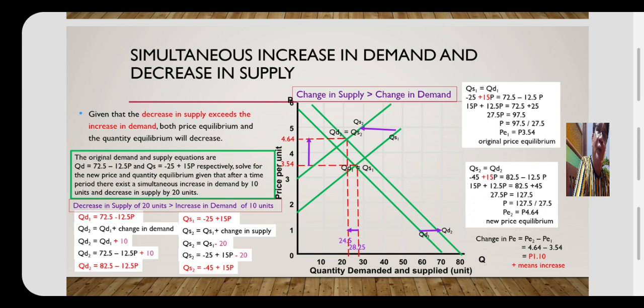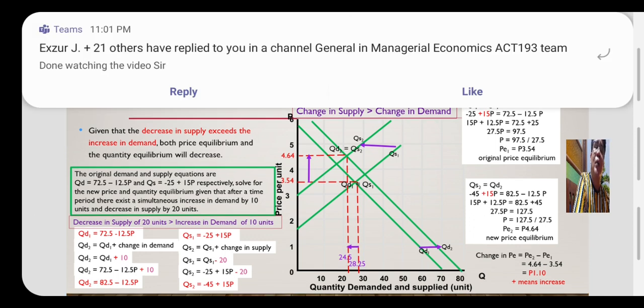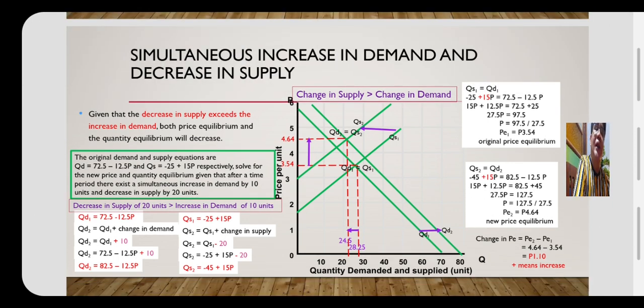In the next slide, what we can show is the usual way of computing for quantity equilibrium. What I would like to highlight here is the graph. Notice that the graph has a large gap between the supply curves and a small gap between the demand curves. That is to say that the change in supply is bigger than the change in demand. Notice also that the supply curve shifted to the left, from QS1 to QS2. The shift of the supply curve to the left illustrates the decrease in supply.